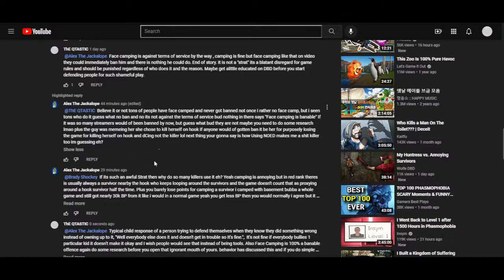But what gets me funny is: no, it's not against the terms of service, but nothing in there says face camping is bannable. Actually, generally, you would be correct when it comes to situations like that. You would be correct saying face camping isn't specifically listed in the rules, but it does fall under a category, so it's assumed that it's apparent. However, face camping was such a problem in the past, it actually is in there specifically. There is an article on Behavior about it. Specifically about it.